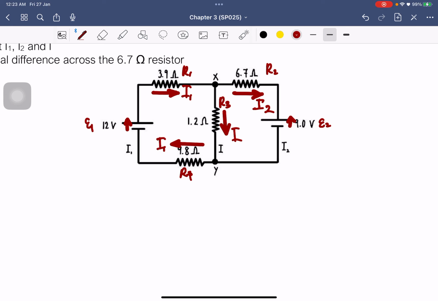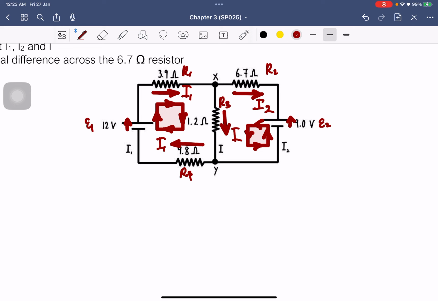Alright, so we have the direction of the current. Now we designate the direction of the loop. For this one, it's going to be clockwise. For this one, it's going to be anti-clockwise. Okay, so that's the direction of the loop.